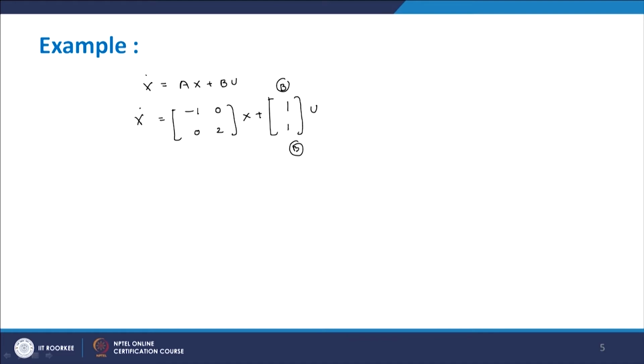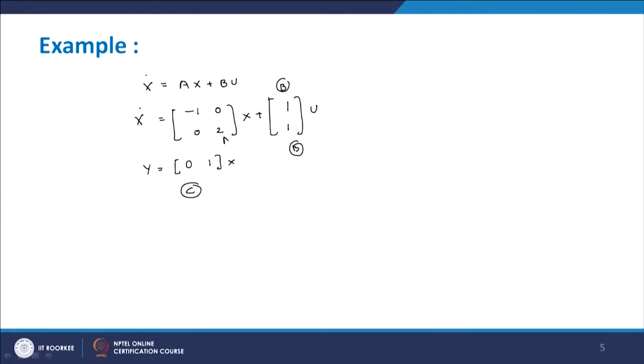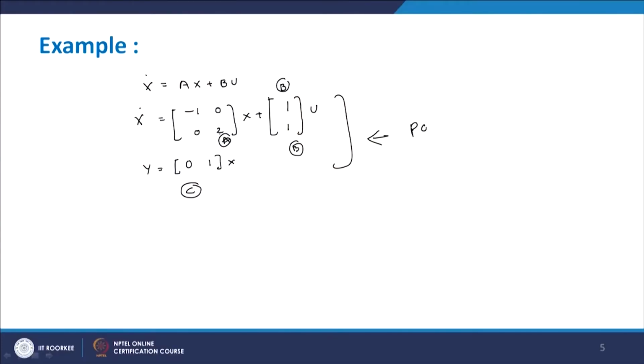Now we think about observability. The output of this system we can write as y equals [0, 1] x. This is the C matrix. We have seen that controllability depends upon A and B, whereas observability depends upon A and C. We find that corresponding to -1, which is a stable mode, the state is unobservable, whereas 2 is unstable, but it shows 1 as an observable mode. When this is the case, it is called a partially observable system.